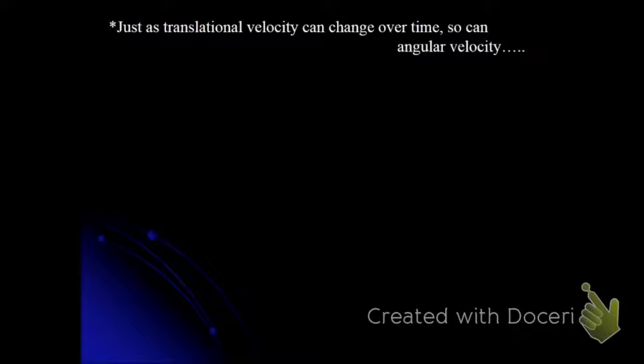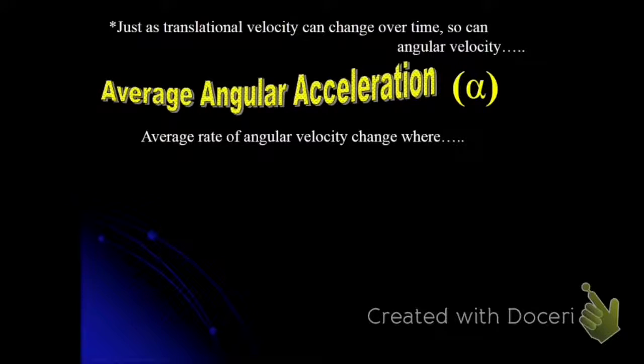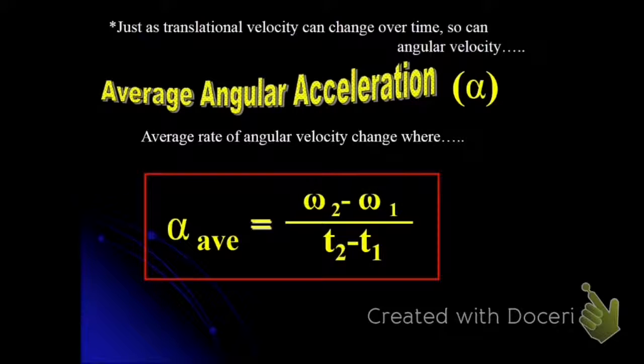So just as translational motion can change, and so you can have an object that accelerates, we can also have an object that accelerates when it's moving in a circle. We call this angular acceleration, and we use the little alpha. So what it's going to be is a change in velocity over time, just like it is when we talk about translational acceleration, only now we're going to talk about angular velocity changing over time.